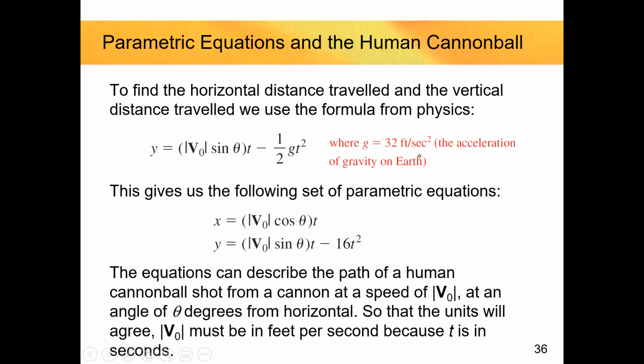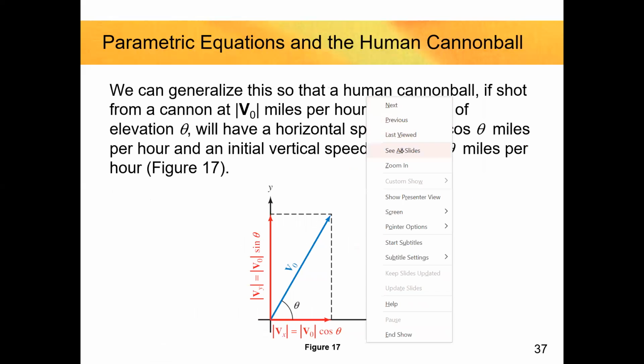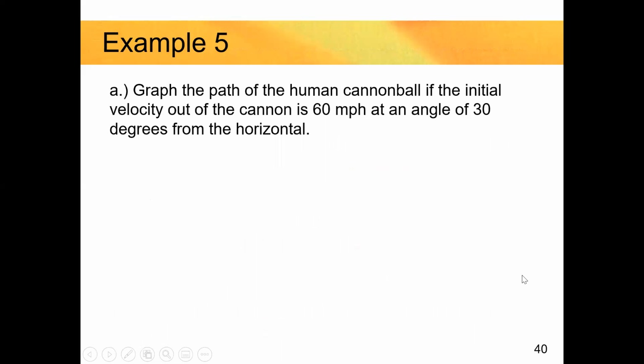Cool. Okay, let's shoot this guy through a cannonball. So let me jump to the problem itself here. Graph the path of a human cannonball's initial velocity out of the cannon, 60 miles an hour. The angle is 30 degrees. And so depending on the angle, that's important because you have a trajectory on it. And then based upon how fast he or she is flying out of that cannon. So we've got to figure out what in the world is V naught, first of all, or V initial.